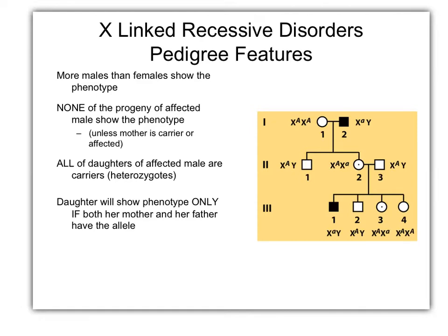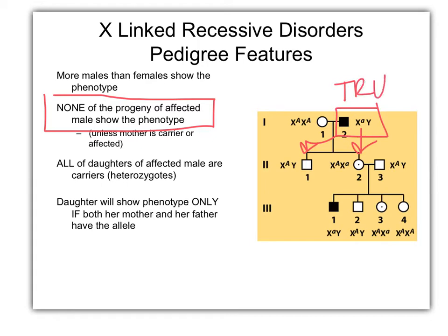So if we go through the rules, none of the progeny of the affected male show the phenotype. That is true, correct? True. Yes, I like what you've done here.